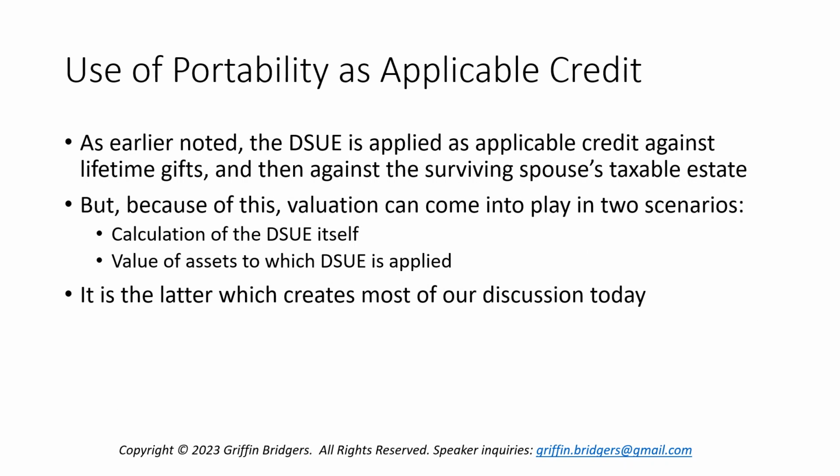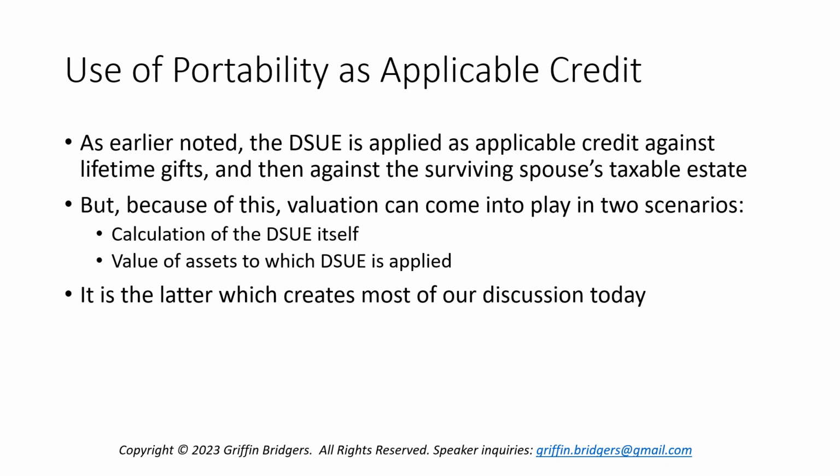Well, remember, the deceased spouse's unused exclusion, the DSUE, can then be applied by the surviving spouse as an applicable credit against both gift tax on lifetime gifts and ultimately estate tax on the surviving spouse's taxable estate. So value really has 2 effects here. 1 is the calculation of the DSUE itself, and 2 is the value of the assets to which the DSUE is applied. When it comes to point 2, we're going to follow the normal rules. Nothing really changes there other than an increase in the applicable credit that the surviving spouse might have.